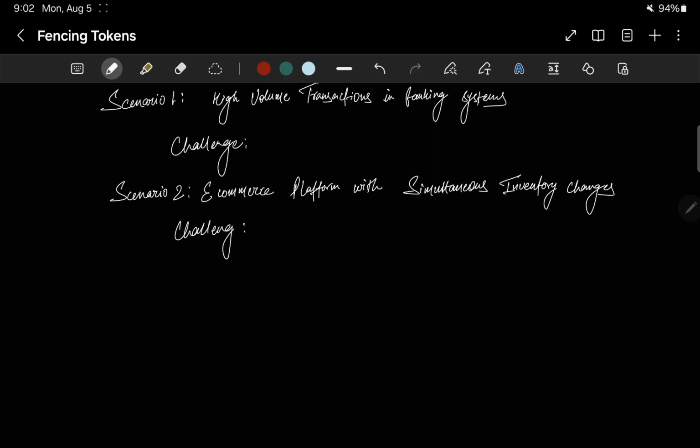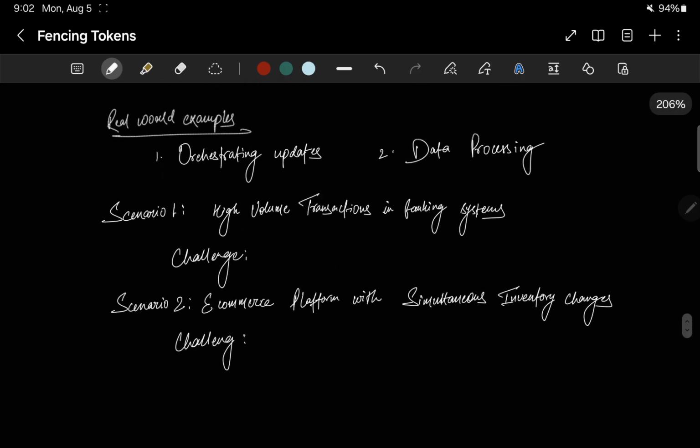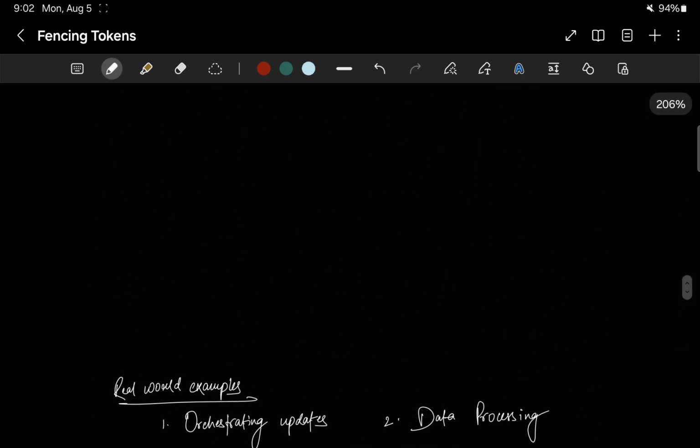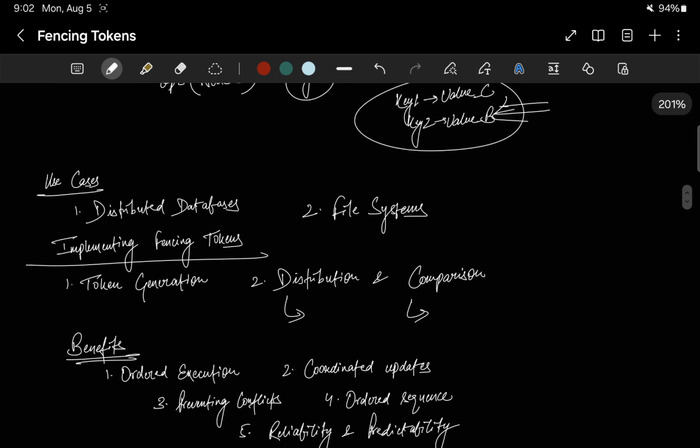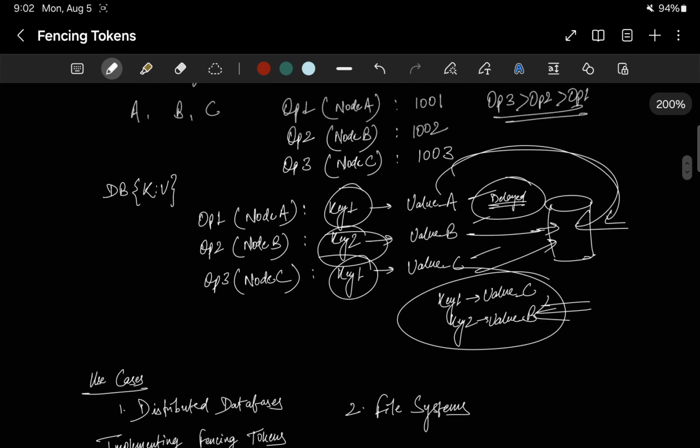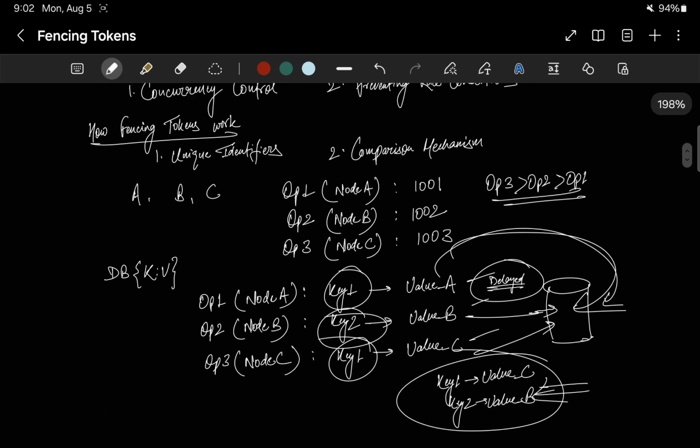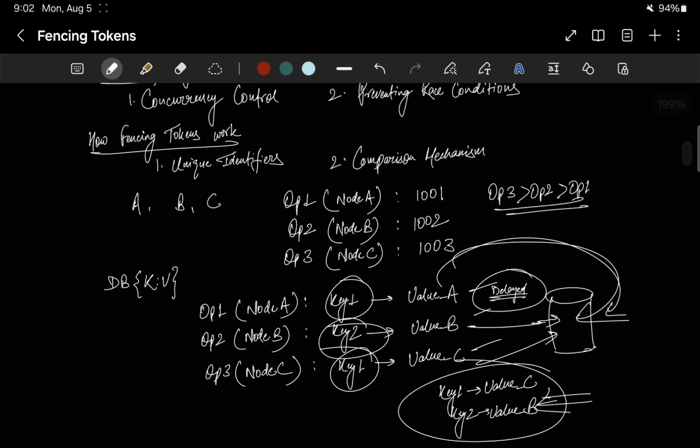So that's all there was about fencing tokens. I hope this gives you a good understanding of what fencing tokens are, how they work, why we need them, and how important they are in our daily life to help distributed systems maintain data consistency, strong consistency basically.